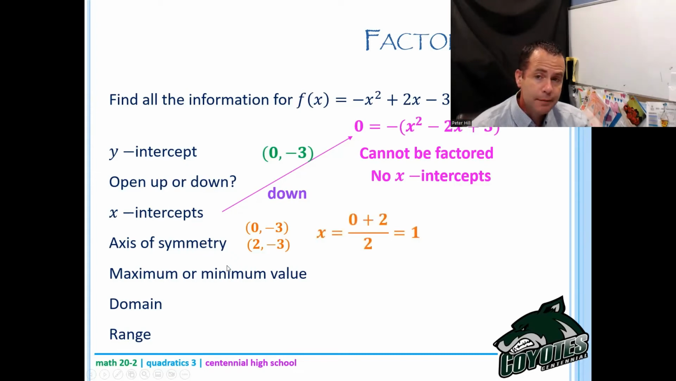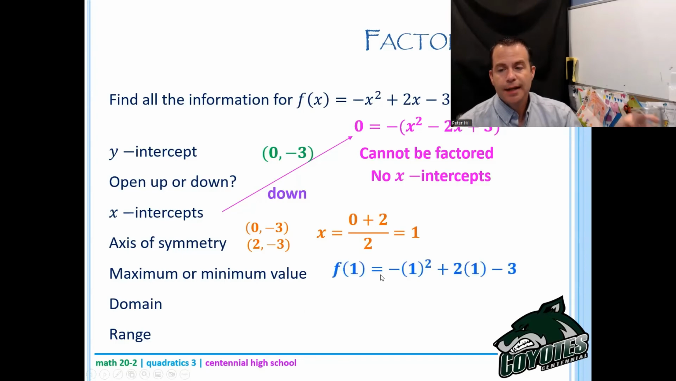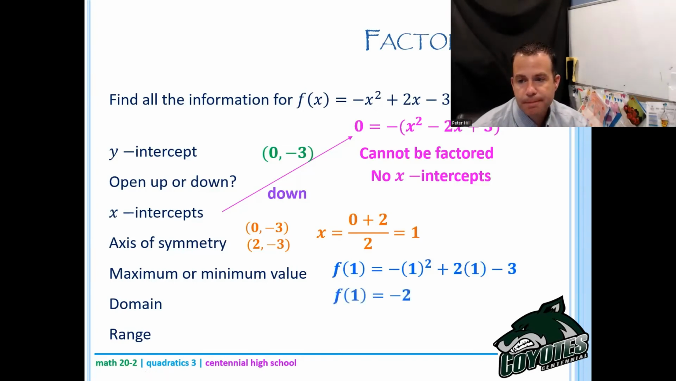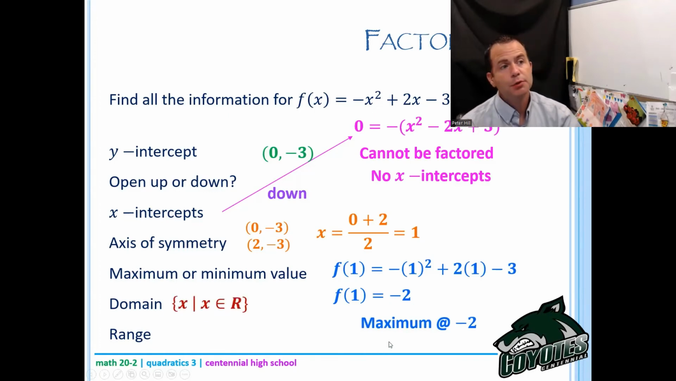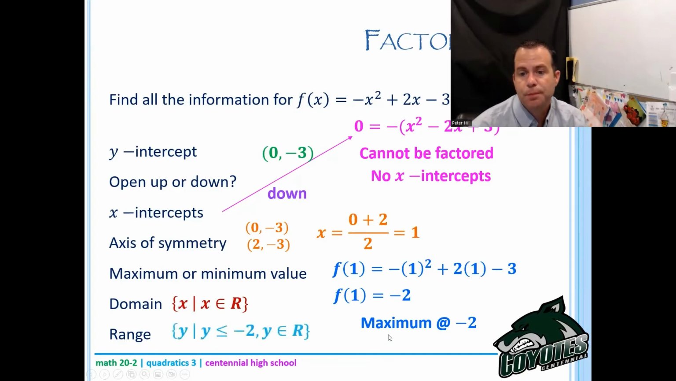For my max or min value, I know that it's a maximum value because I opened down, right? And I know the x value of my vertex is at 1, so I plug in 1 to the original equation, and I can solve for y. So I have -1 plus 2 minus 3, which is -2. So now I know I have a maximum at -2. I know my domain will be real, and my range, well, if I have a maximum at -2, y is less than or equal to -2.